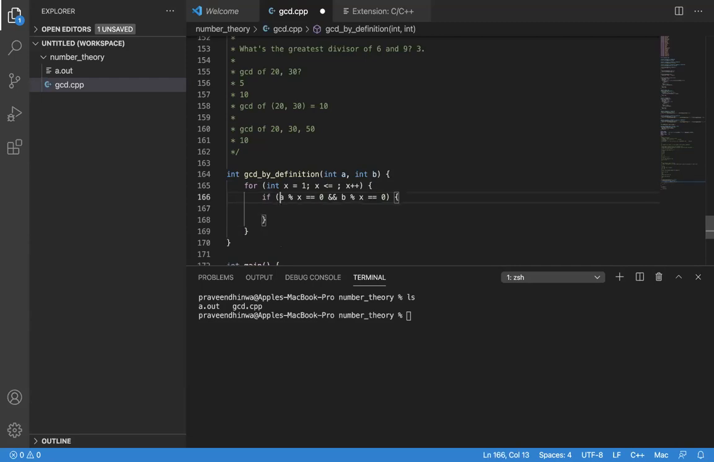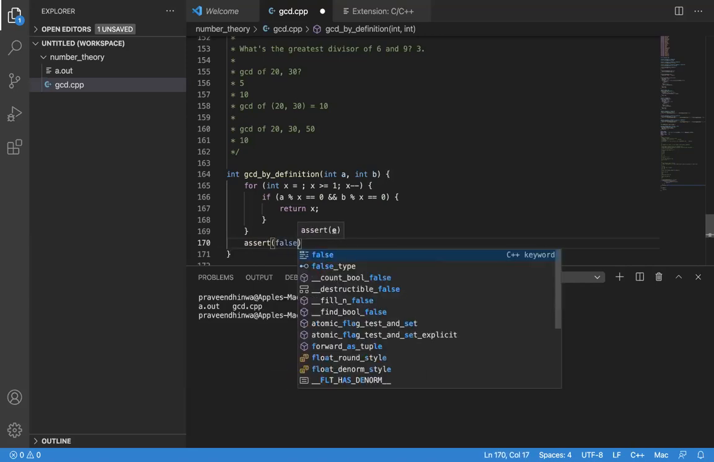Even better, let's say I start in reverse order, x from some large value, x greater than or equal to 1, and x minus minus. If it divides both, then I will return x. Fine. And here I will say assert false, like this line is not supposed to be executed.